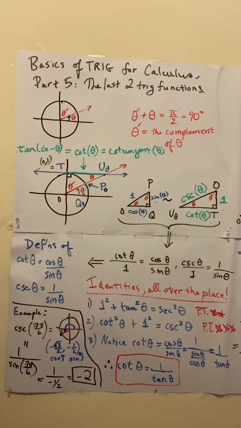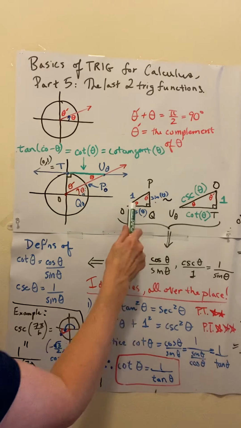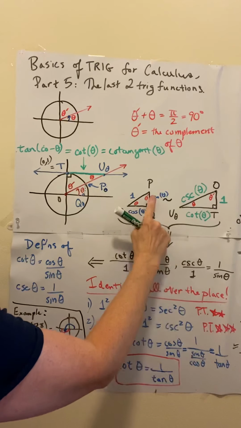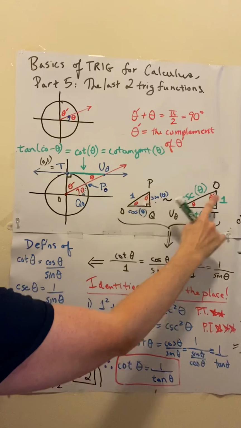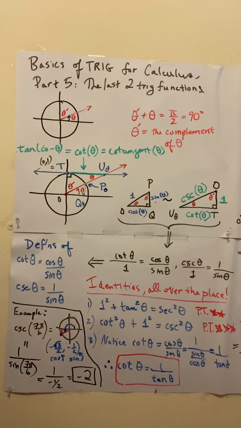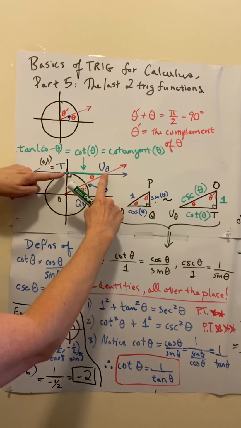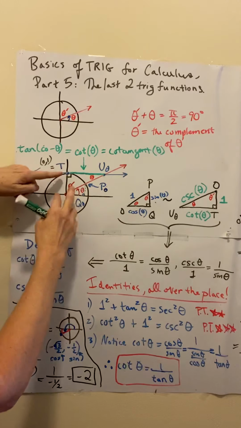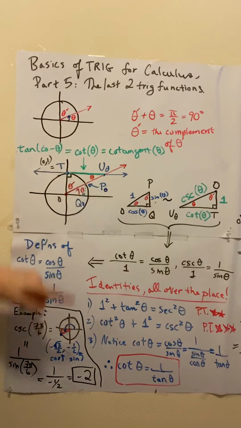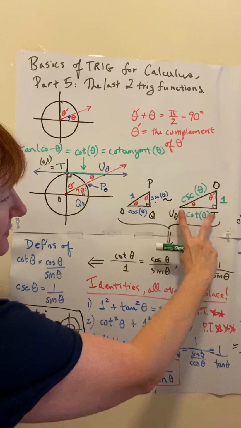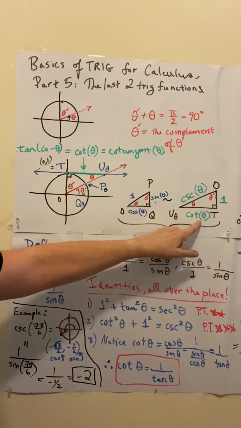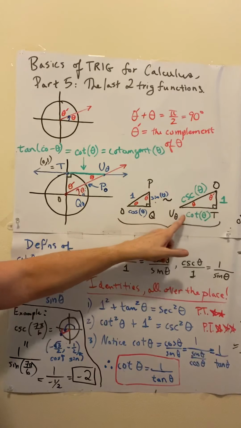You will notice that they are similar triangles. They share thetas here at O and U sub theta. They share theta complement at P and at O. So the part of the tangent line cut out by the complement of theta, the cotangent of theta, is this length right here. If we're in the first quadrant, it's positive. The cotangent of theta will be the length of the side U theta T.